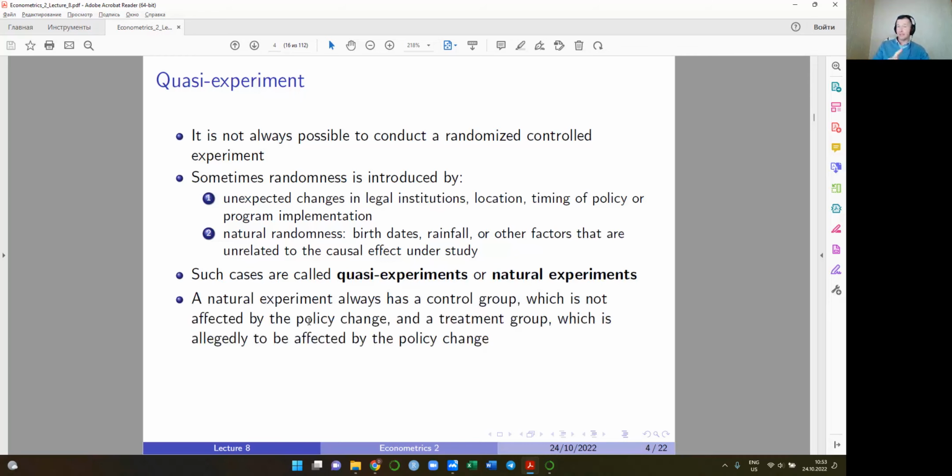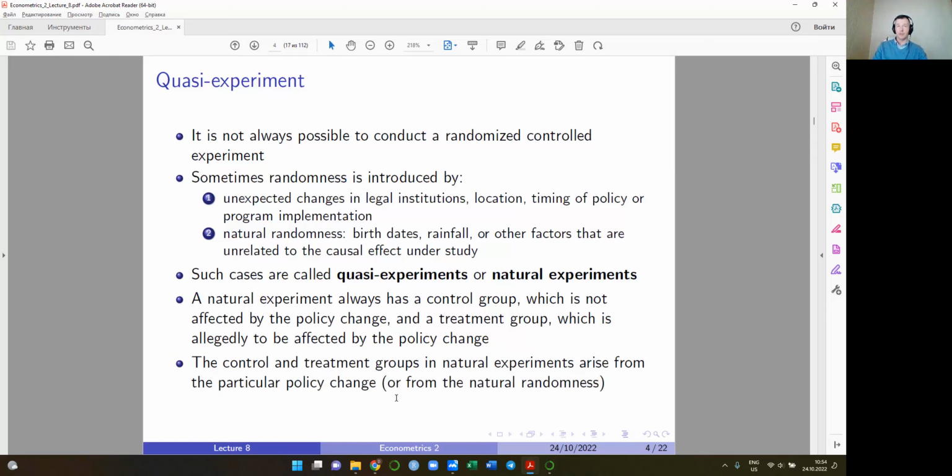Well, in a natural experiment, there must always be a control group. So it is not like the total population is affected by the treatment. No. If something changes for the whole country, it is not a suitable setting. So you need to have exactly the case as in an experiment, when you have two groups. One is affected by treatment, another one is not.